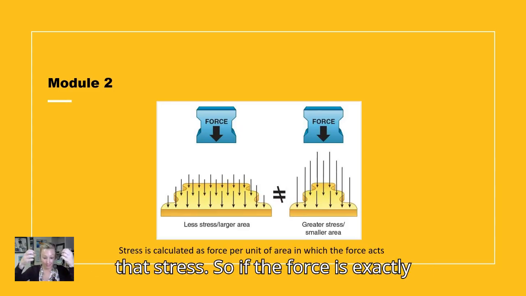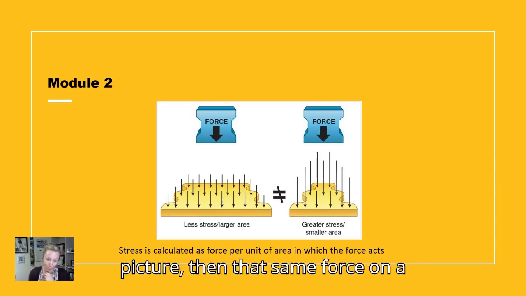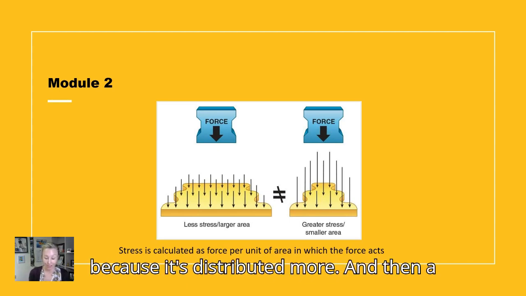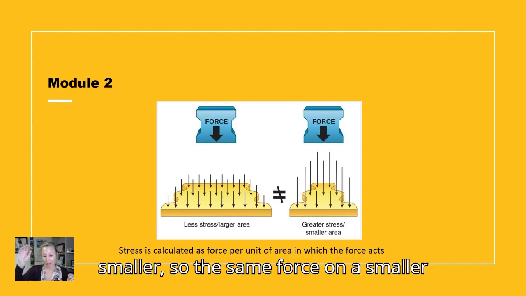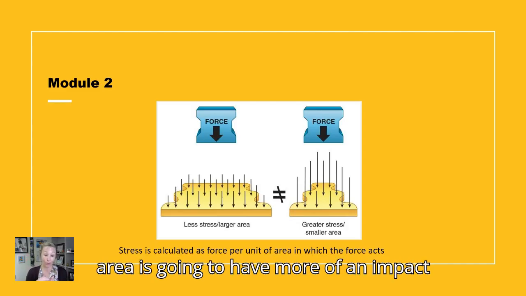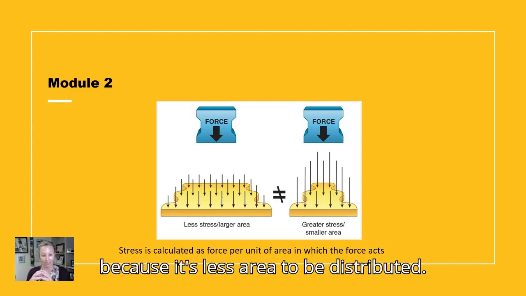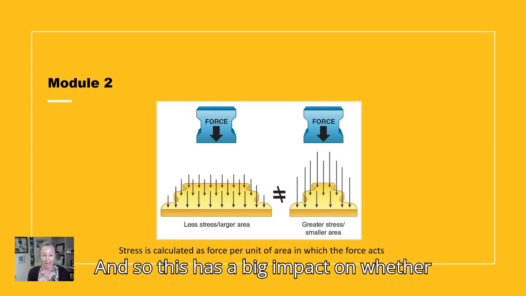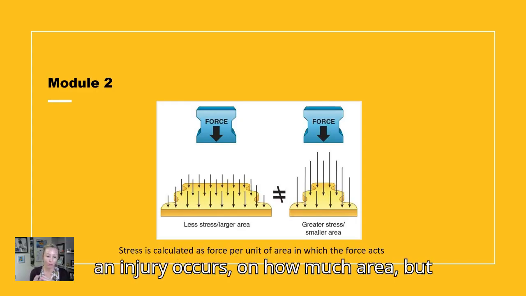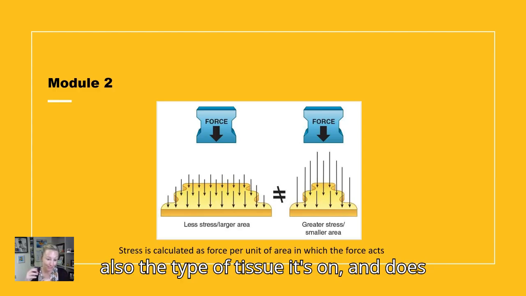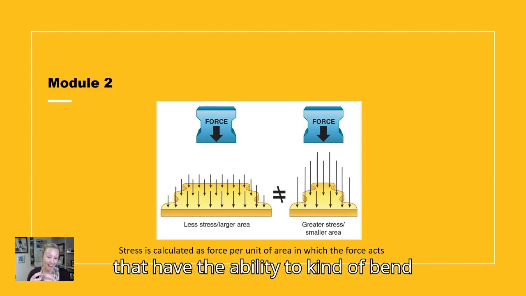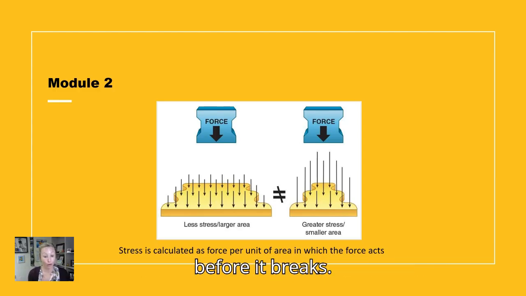So if the force is exactly the same, which is what is in this picture, then that same force on a larger area is going to be less stress because it's distributed more. And the same force on a smaller area is going to have more of an impact because there's less area to distribute it. This has a big impact on whether an injury occurs, on how much area, but also the type of tissue it's on, and whether it has the ability to bend before it breaks.